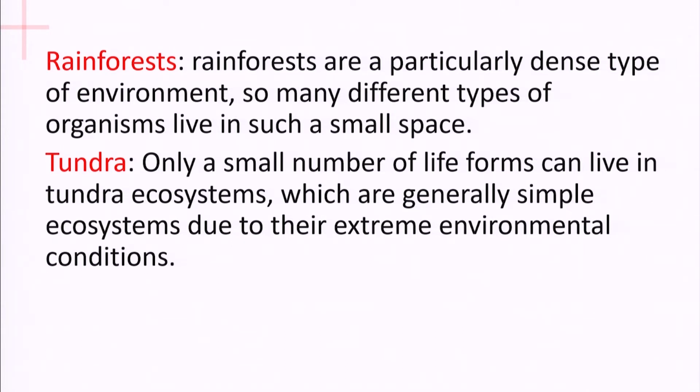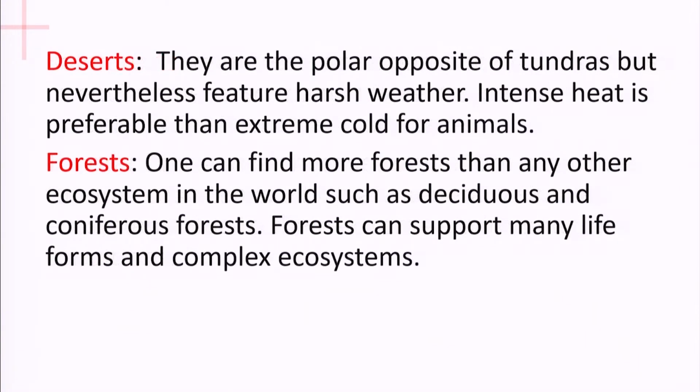Tundra, only a small number of life forms can live in a tundra ecosystem, which are generally simple ecosystems due to their extreme environmental conditions. Deserts, they are the polar opposite of the tundras, but nevertheless they feature harsh weather. Intense heat is preferable to extreme cold for many of the animals. Forests, one can find more forests than any other ecosystem in the world, such as deciduous and coniferous forests. Forests can support many life forms and they are a complex ecosystem.